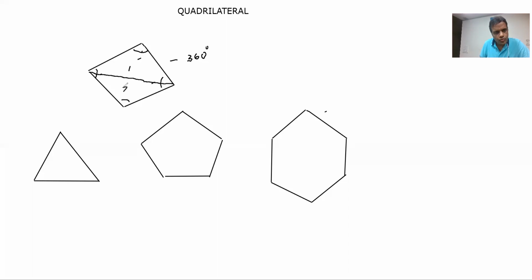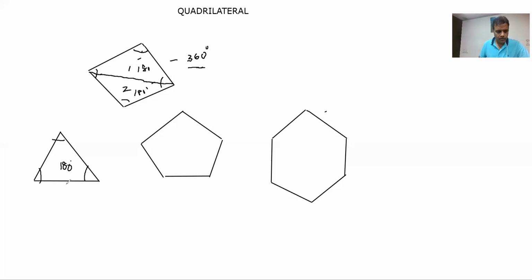One, two. Now we know that for a triangle, the sum of the angles is 180 degree, isn't it? The sum of the angles of a triangle is 180. So this is 180. The sum of the angles is 180. If you add all the four angles together it will become 360 degree. So this is how we know that for a quadrilateral, the sum of the angles is 360 degree.